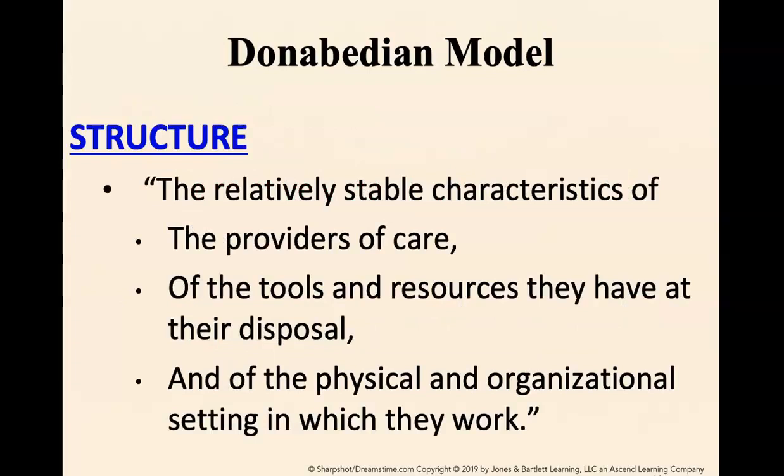So let's look at the first domain that he proposed. The first one is structure, and he defines this as the relatively stable characteristics of, first, the providers of care, of the tools and resources that are available to them, and the infrastructure and the environment in which these providers work. So this could mean tools and resources like the building, temperature control, things like that. These are the stable characteristics. So these are the physical aspects that they need.